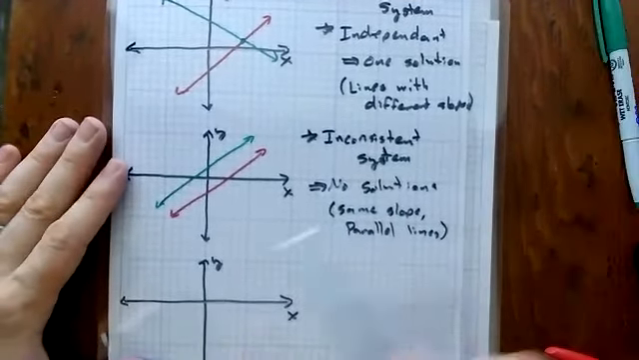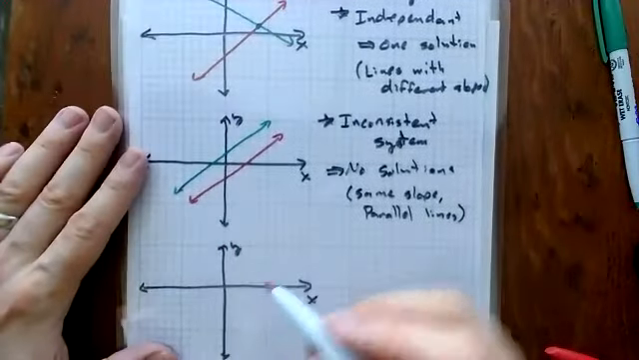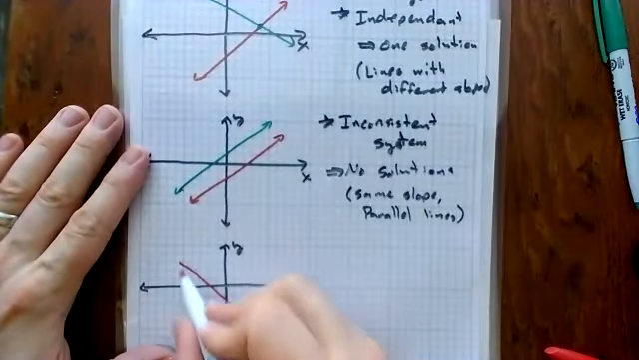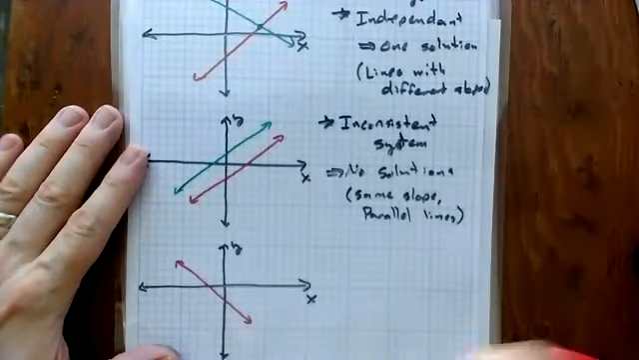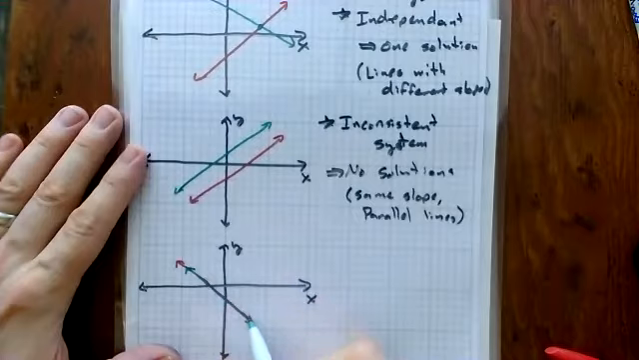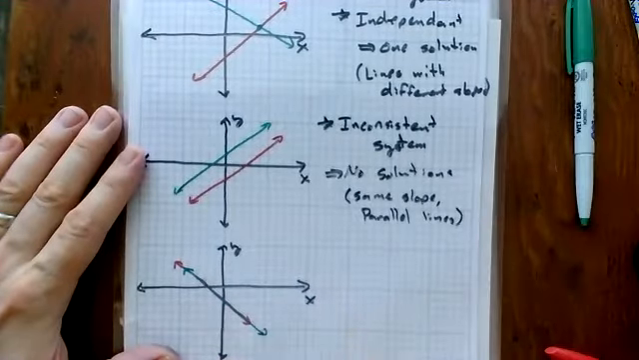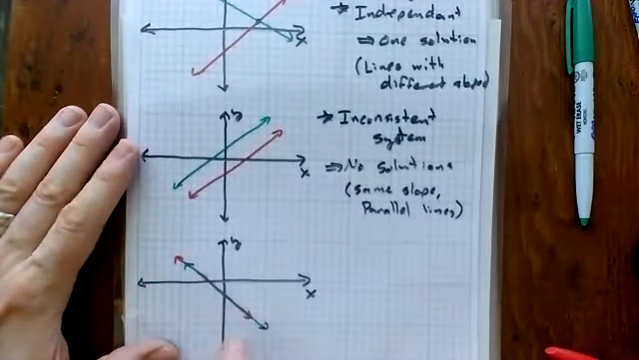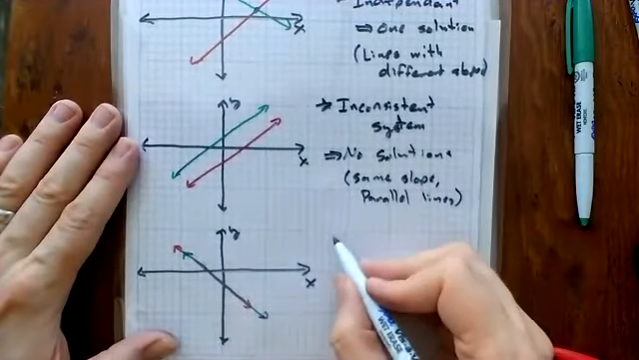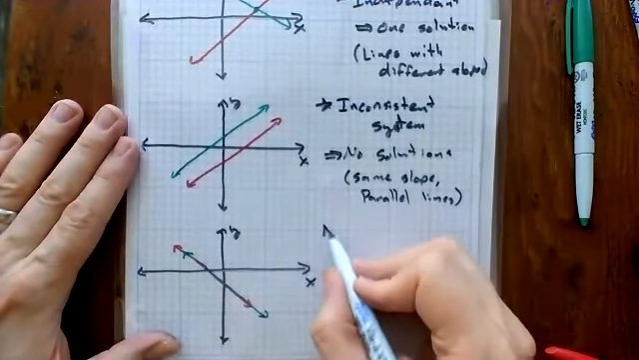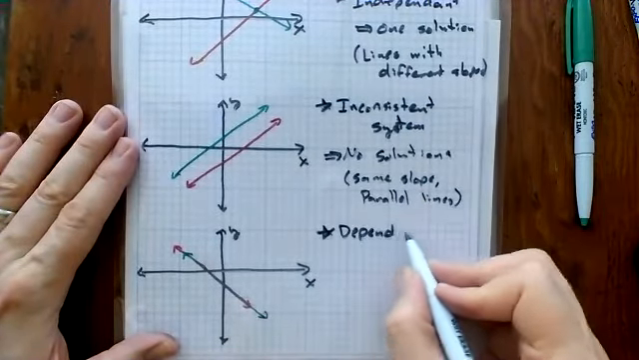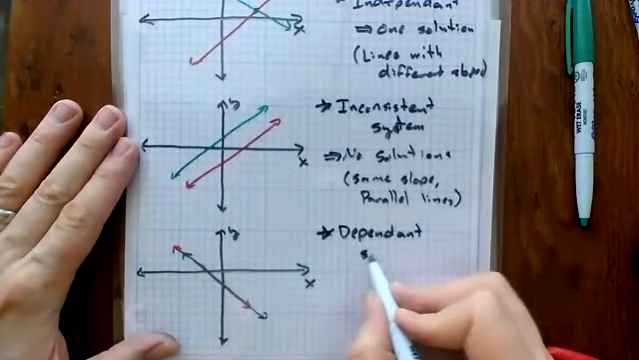Our last case is where I've got lines that again have the same slope. And I'm going to go with a negative slope this time. But essentially my lines overlap. So if my lines are overlapping, every single point on both lines is a solution. In which case, this is called a dependent system.